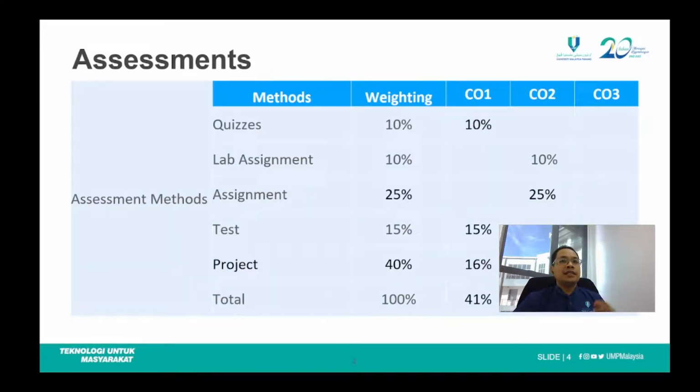Overall, the assessment in general is going to involve quizzes at 10%, lab assignment 10%, assignment 25%, tests 15%, and finally project. Project is going to be 40%. Now, project is a sort of final assessment for this subject, because currently COVID is still terrorizing the country. So I'm not sure whether we're still going to have final exams. So we're going to be sticking to the final assessment, unless there is some other instruction from the faculty management.